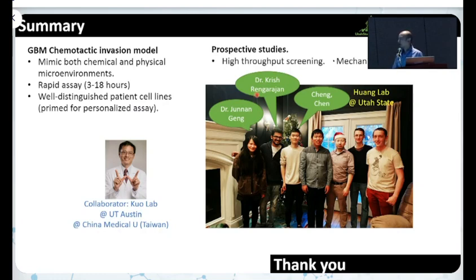their migration and invasiveness, right? And we are also able to distinguish between different patient cell lines, and that also adds potential for a future personalized assay. And so we can screen how different patients would respond to different drugs.